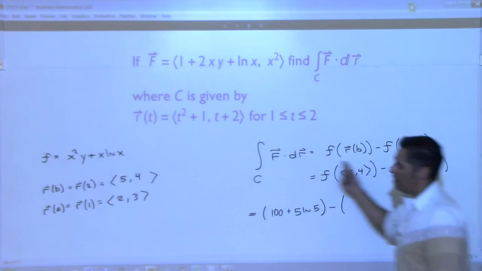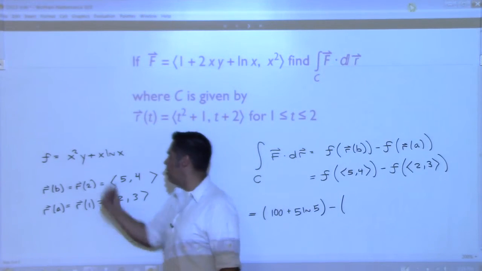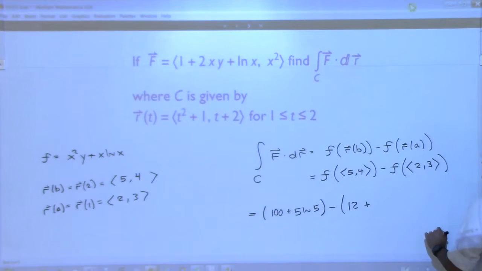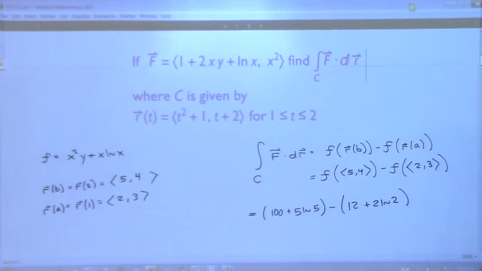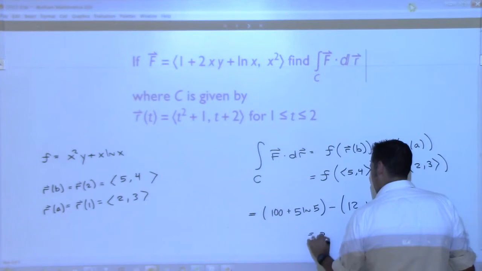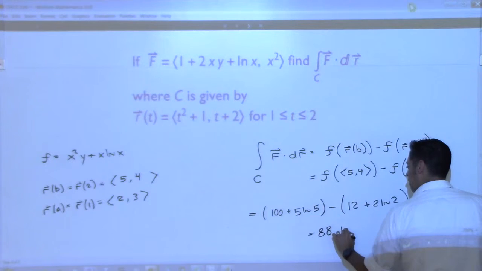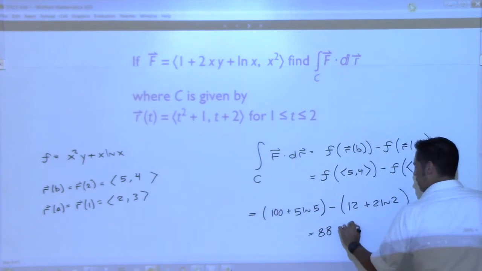So 2 for x, so 2 squared is 4, and then 3, so 4 times 3 is 12. 12, and then plus 2 ln 2. Which would be 88 plus 5 ln 5 minus 2 ln 2.